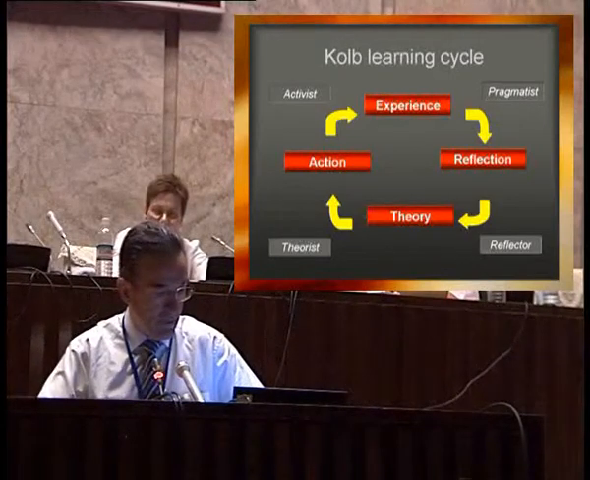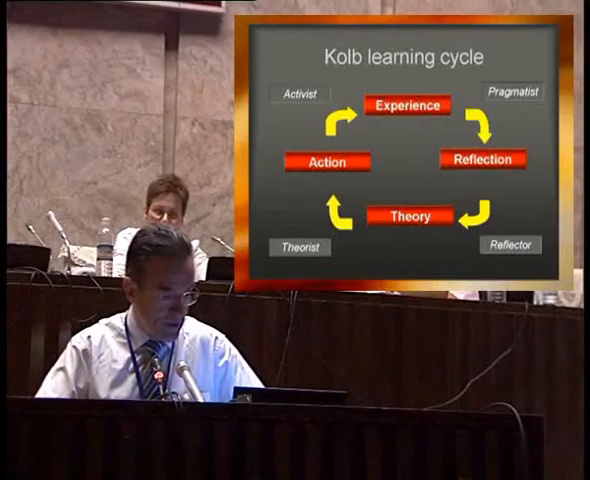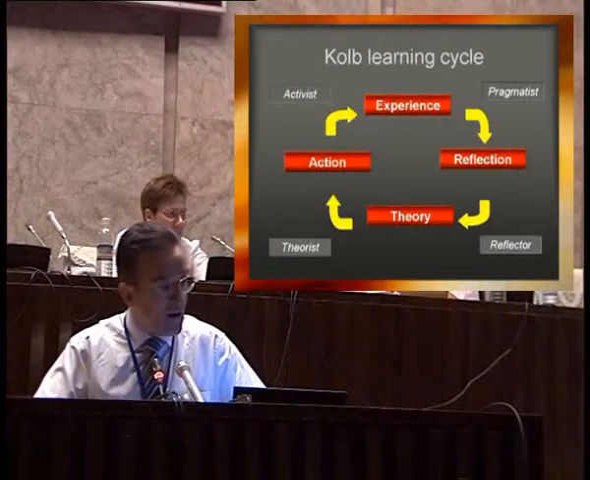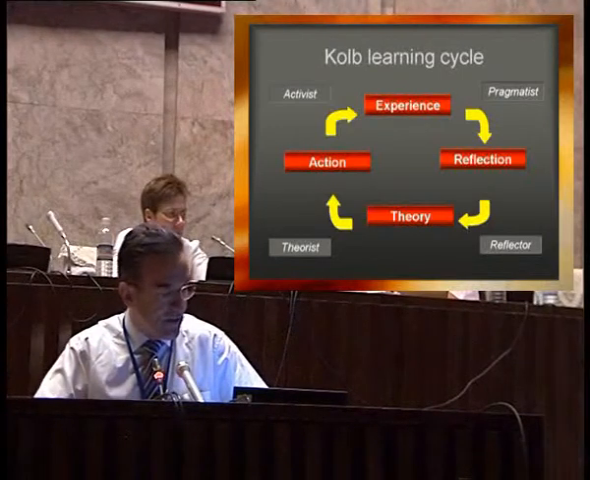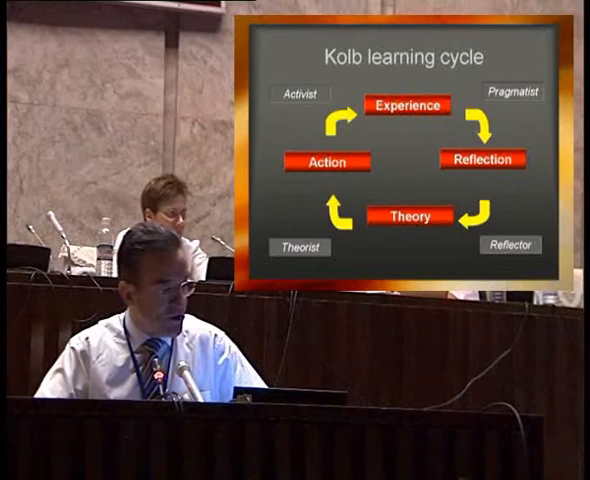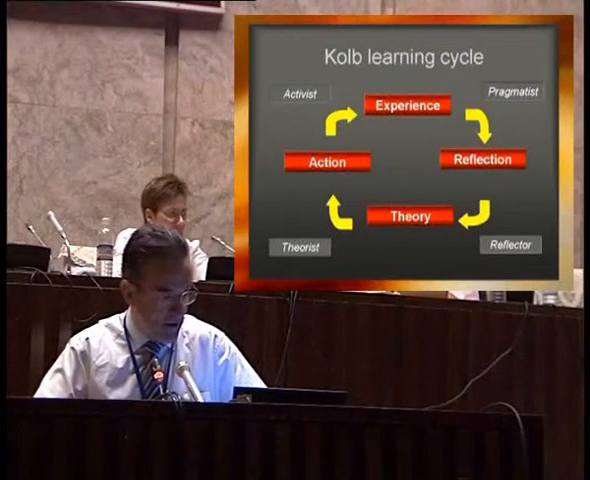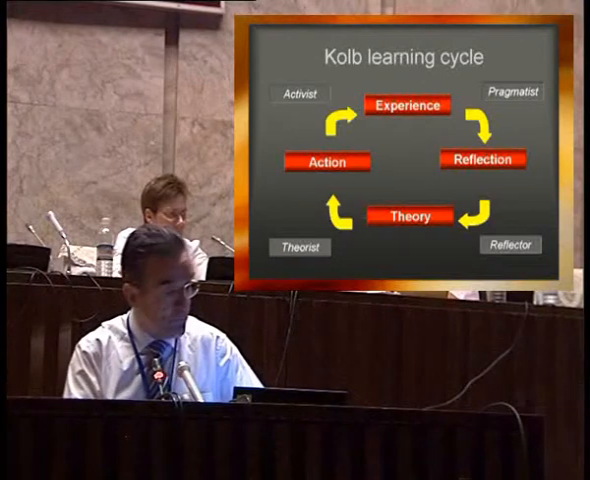In my mischievous moments, I say that physicians live down in that bottom corner between reflection and theory. They are reflectors who theorize on life and never do anything else. The surgeons live up in the top left corner. They are activists. They act and they have experiences, but they never reflect on them.